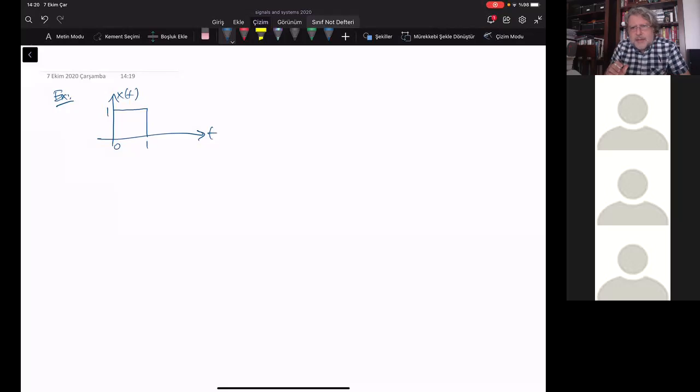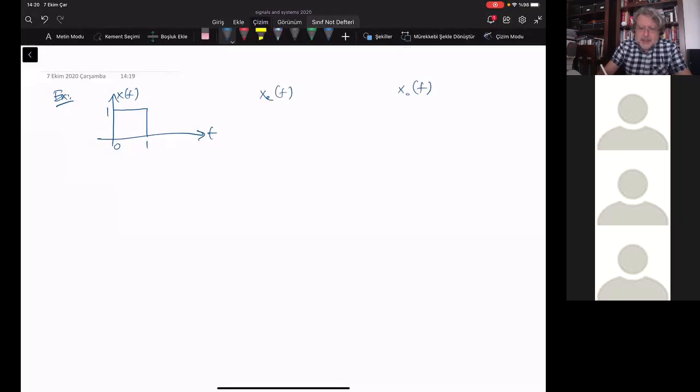Is this an even signal? No, x of minus t is not equal to x of t. It's not even. Is it an odd signal? No, x of t is not equal to negative of x of minus t. So it's nothing, it's just a signal. So what are the even and odd parts of it? What is x even and what is x odd of t?